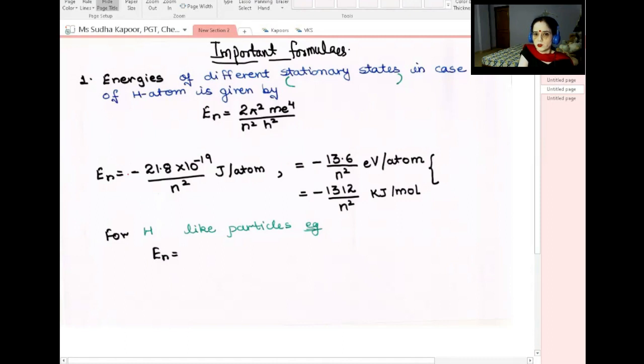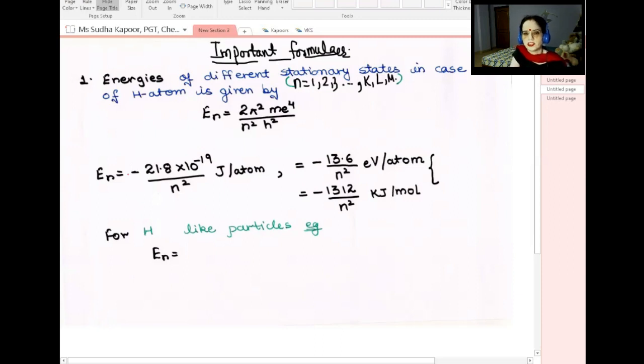Now the first one, very important: as we say that the orbits have particular energies associated with each orbit, whether it is near to the nucleus or away from the nucleus. So energies of different stationary orbits, stationary states. Stationary states are actually the orbits which are represented as n is equal to 1, 2, 3, or previously we used to call them KLMN.